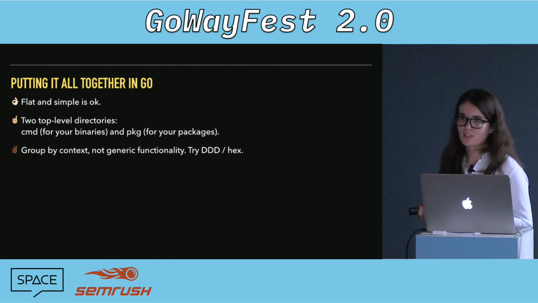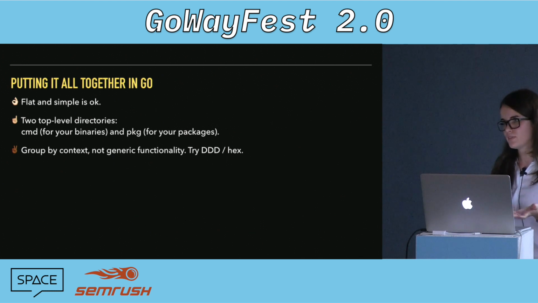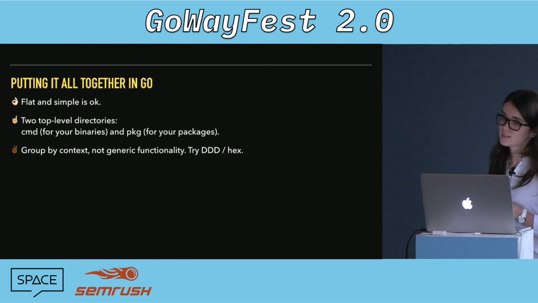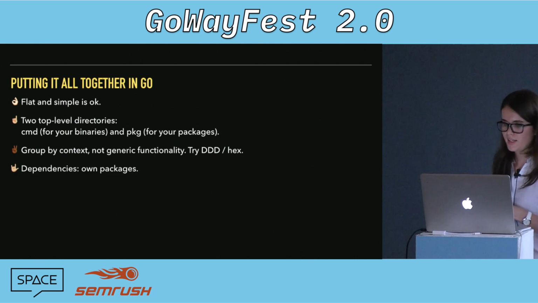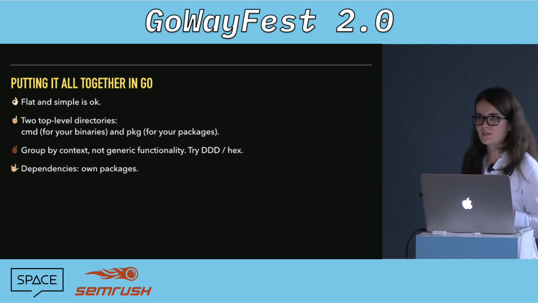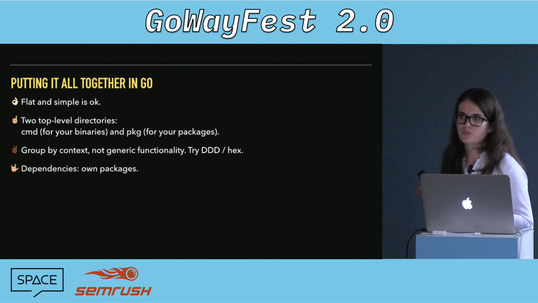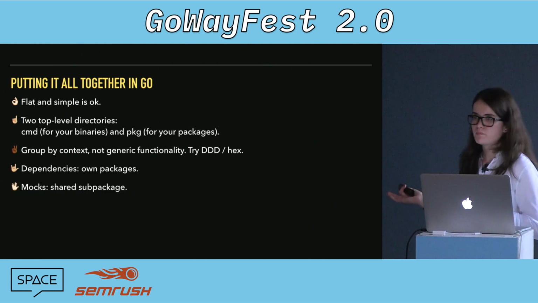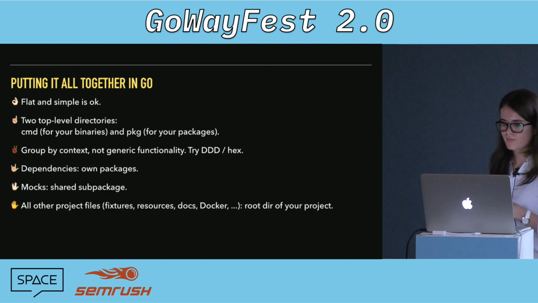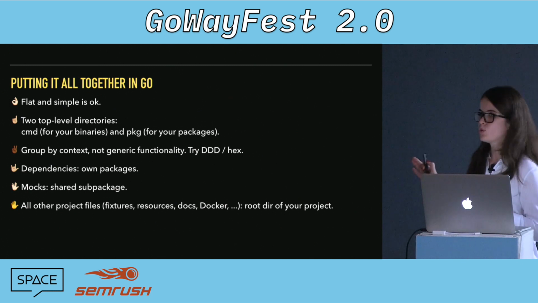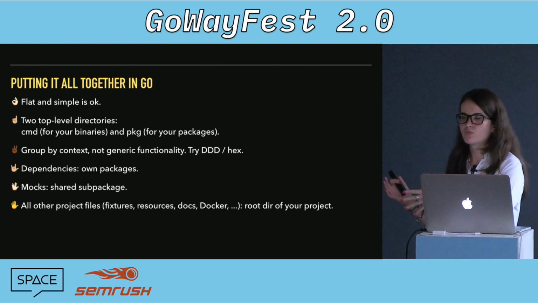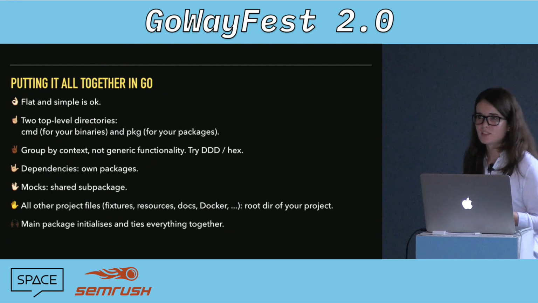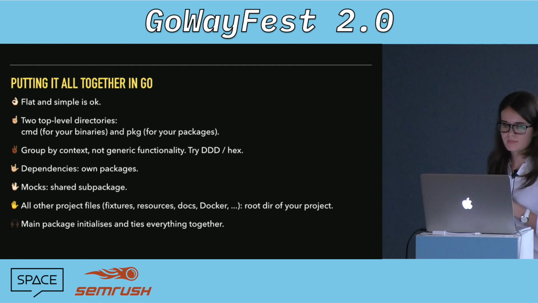Favor grouping by context instead of functionality, especially for large projects, that tends to work in your favor. Try DDD or Hex as well. You will probably find that dependencies or any implementations of external inputs and outputs almost always end up being their own package. Put the mocks in a shared subpackage. Keep all your other non-Go files in the root directory of your project. Keep your main sweet and short and make it tie everything together.